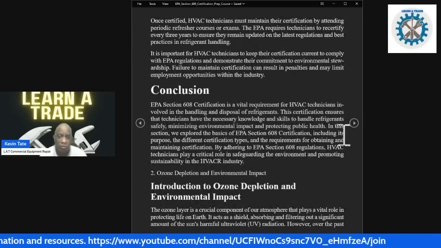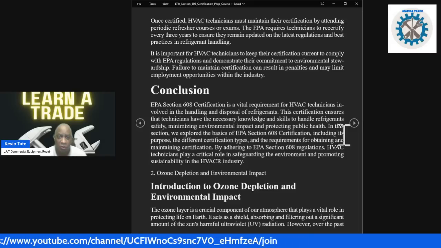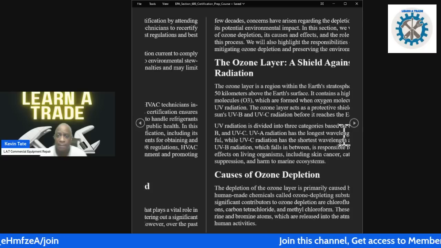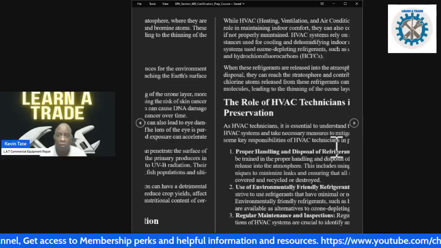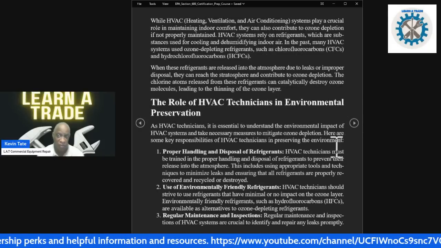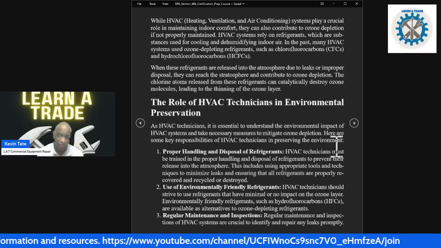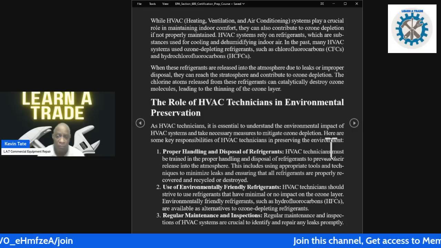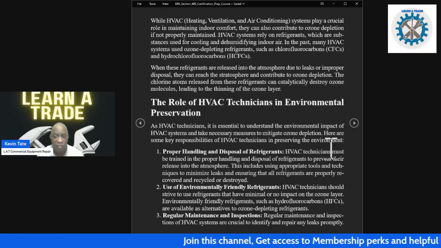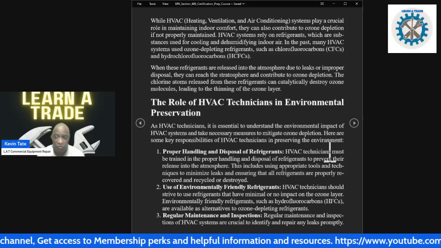Then in part two of the course, they go over the ozone depletion and environmental impact, the ozone layer, causes of ozone depletion, the role of HVAC technicians in environmental preservation, where they get into proper handling and disposal of refrigerants, use of environmentally friendly refrigerants, regular maintenance and inspections.